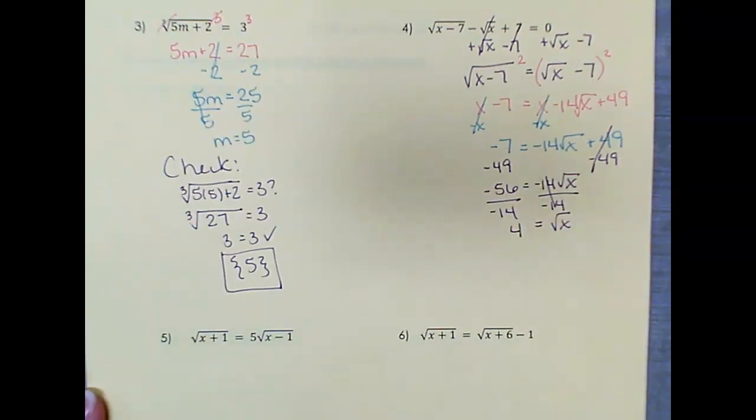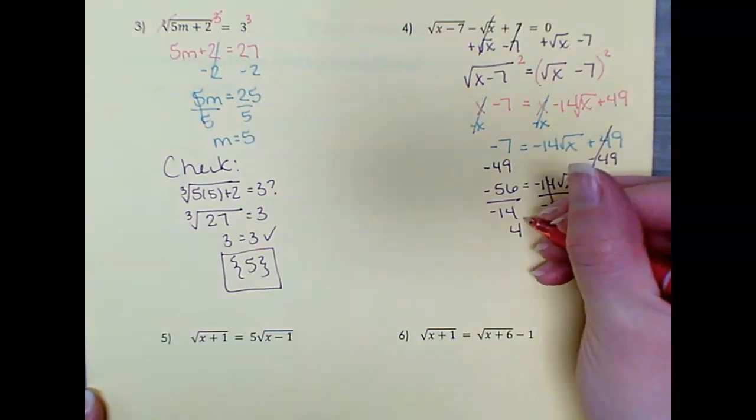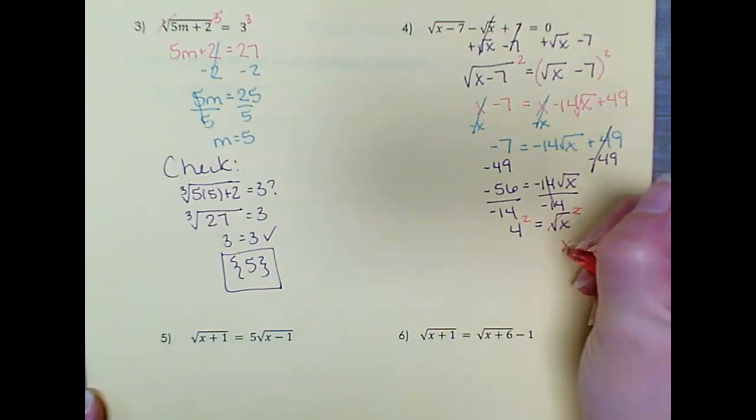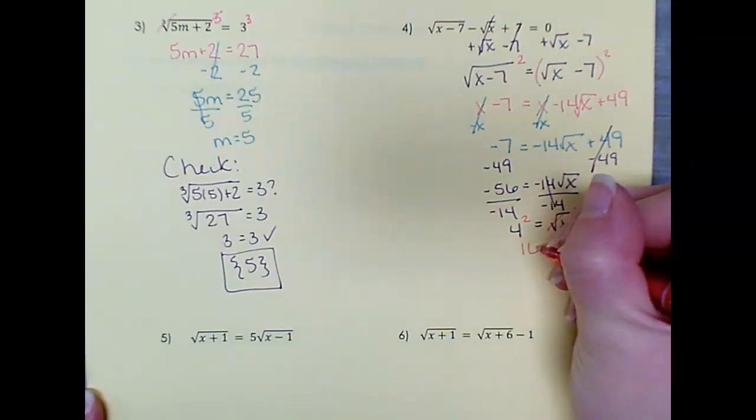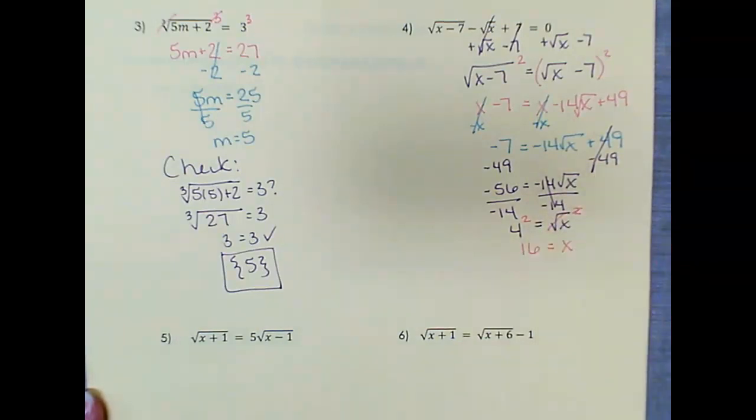All right, now I have my square root isolated. I'm going to square both sides. I'm going to have x equals 4 squared, which is 16. And that looks good. So let's go ahead and check this.